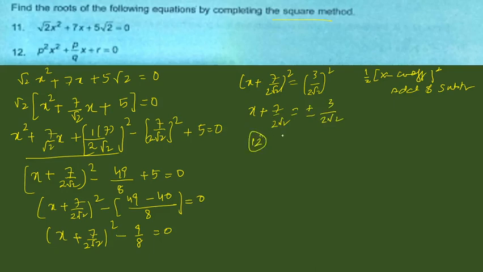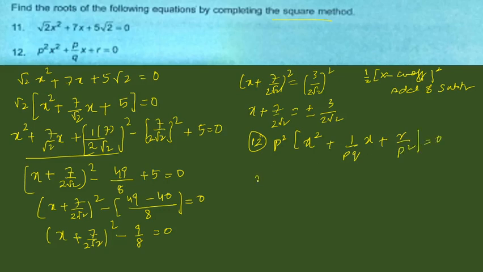So what about the 12th question? In the 12th question it is a little algebraic. So I take p² common as you have the x² coefficient. So I get x² + 1/(p²q) x, plus r/p² equal to 0. Since p² is common, p is already there, that is the reason.